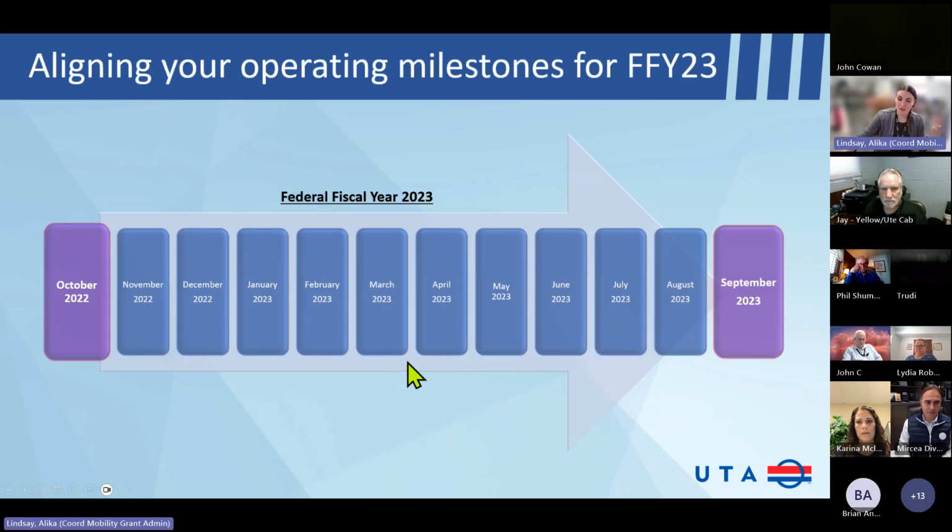If you have more questions about that, we can talk about that later. But I want to focus a little bit more on operating. So let's talk about aligning your operating milestones with your budget.